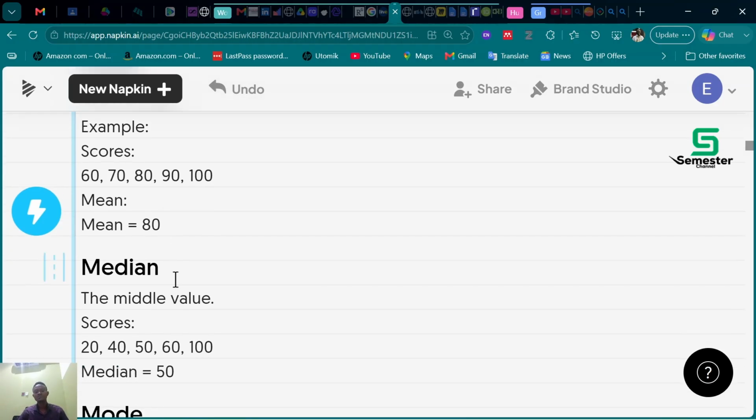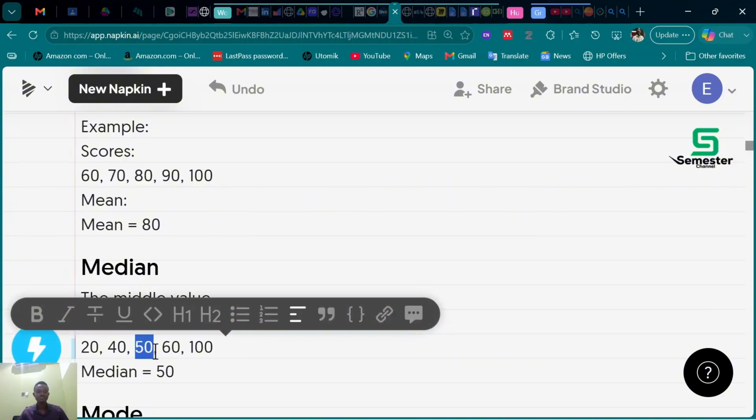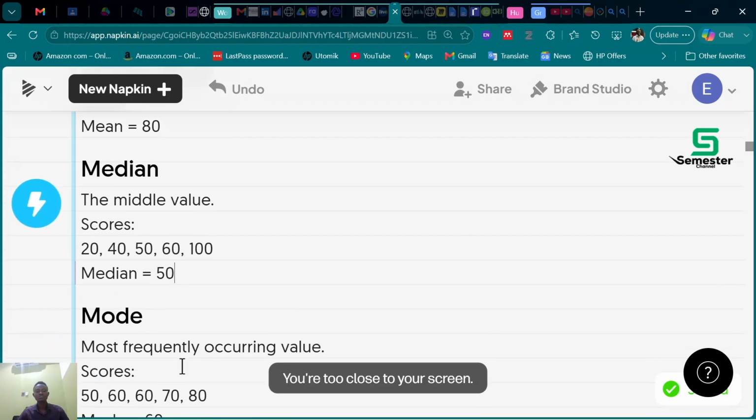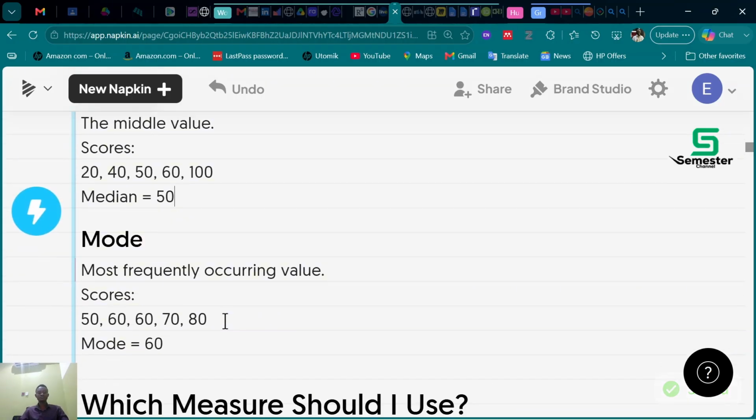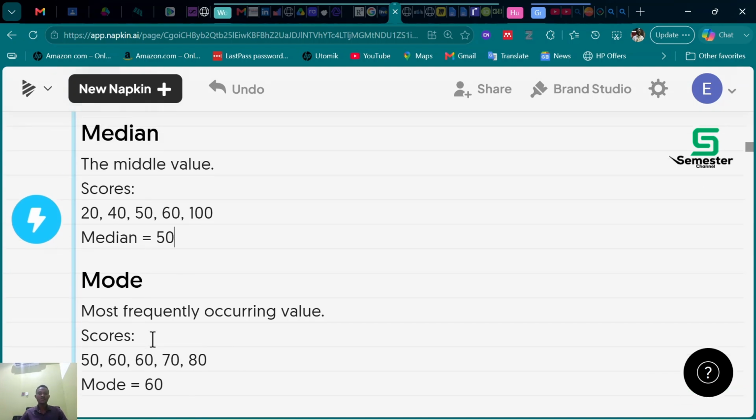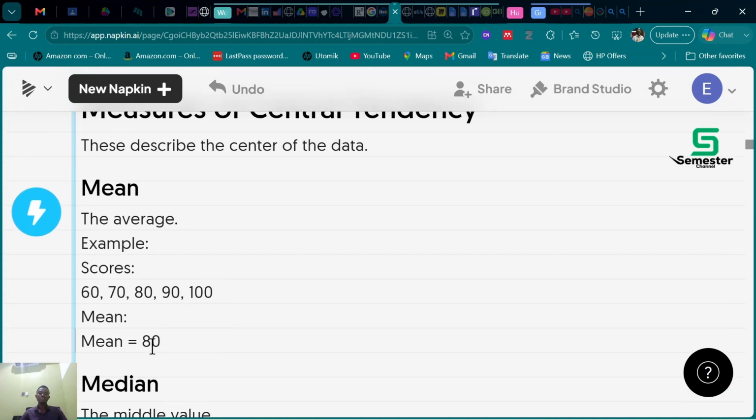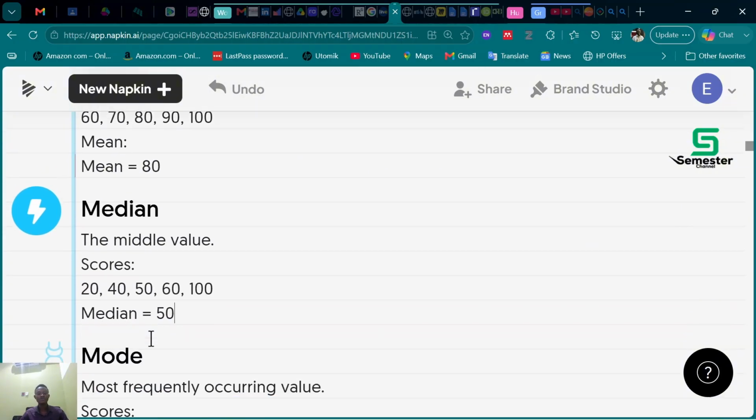Now, median is the middle value. Once you arrange the values from the smallest to the highest, here we have 50 being the middle value, and mode, the most frequently occurring value. When you look at this, the most frequently occurring value is 60. Now, these things can be calculated manually, but now with statistical tools, we have these being generated easily. You input your data, you analyze it, and then it gives you your mean, your median, and then your mode.